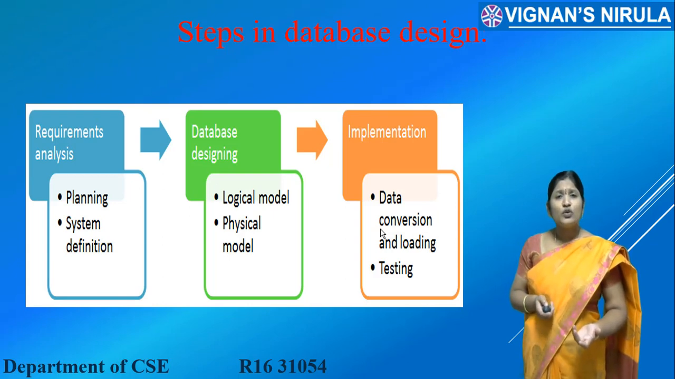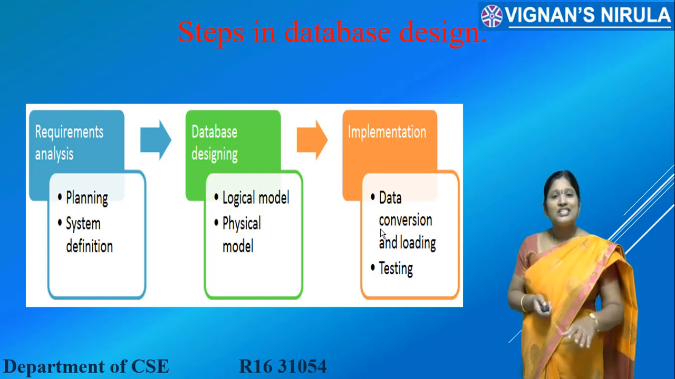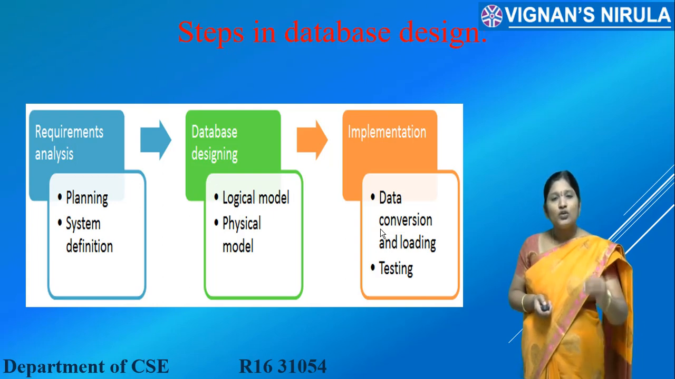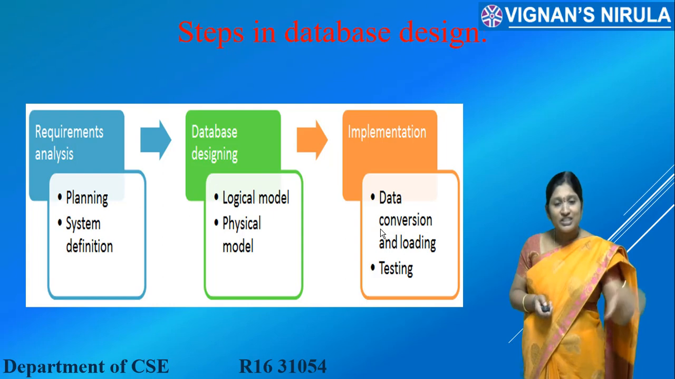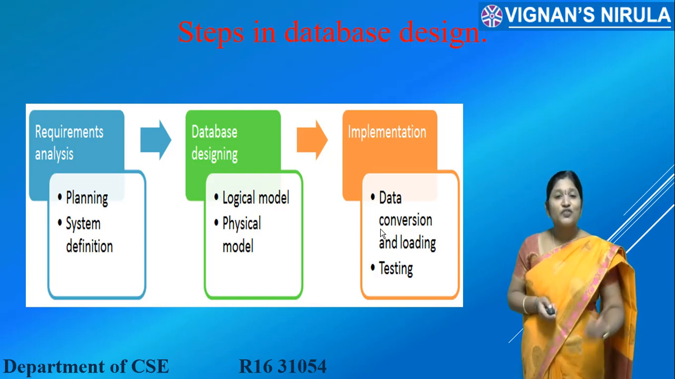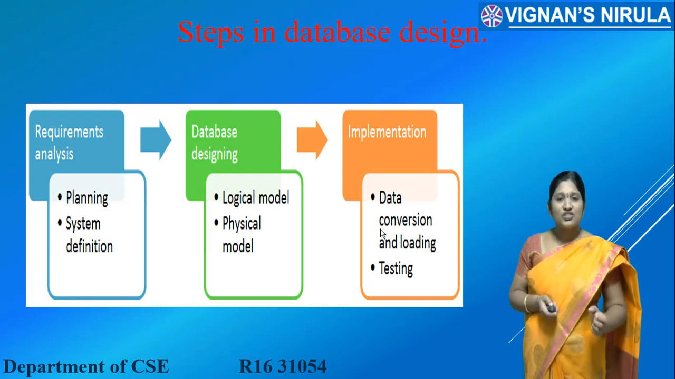So after the data model has been designed, you need to implement the design. The implementation phase can be defined as: you need to load the data that has been designed into your actual database, and you need to test that this database is working according to the requirements that have been collected from the users. So these are the three steps of your database design process.